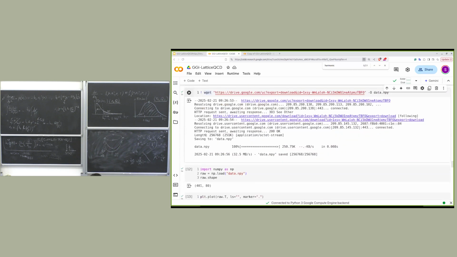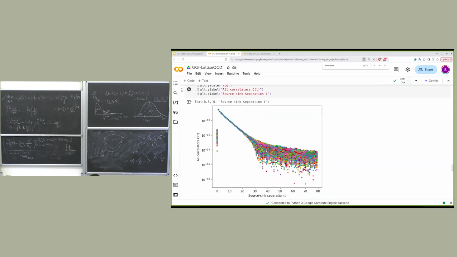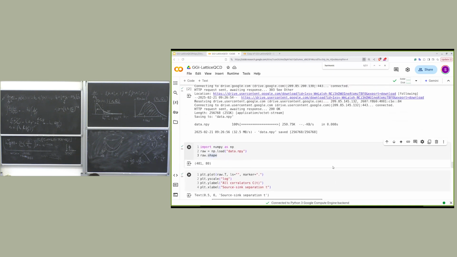Okay, the notebook. You load them with NumPy. It's a NumPy array. And if you just plot, what you get here are 400 results measured on 400 configurations, for a time separation of 80. So this is the data. These are 400 samples of a correlator that propagates from 0 up to 80. And this is the data we have.